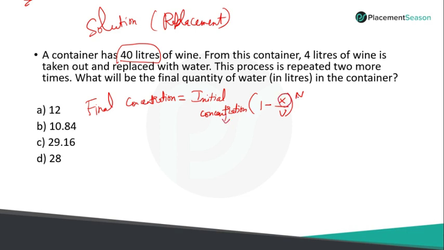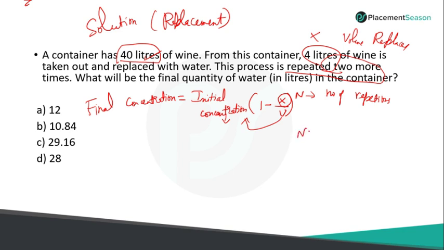And what is x? X is nothing but the volume replaced. And v is nothing but the initial concentration or the total volume, which is 40 liters again. And n is the number of repetition. So if you read this question carefully, it is repeated 3 times. From the container, 4 liters is taken out and replaced. Again, it is repeated 2 more times. Okay. So totally, n is equal to 3, x is equal to 4, and v is equal to 40 liters.